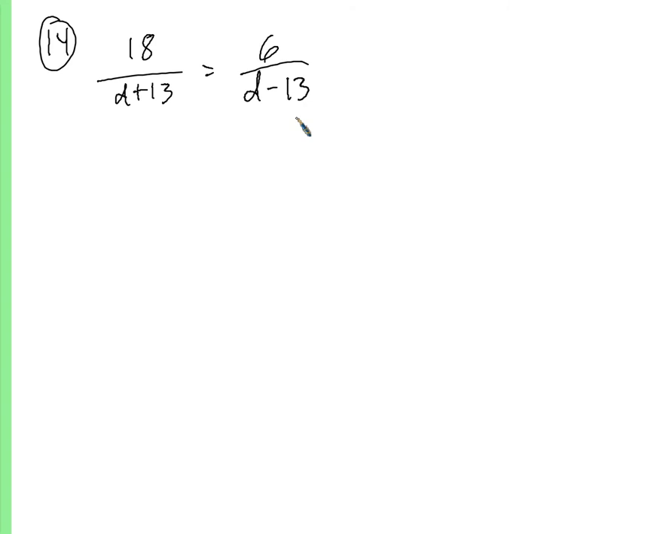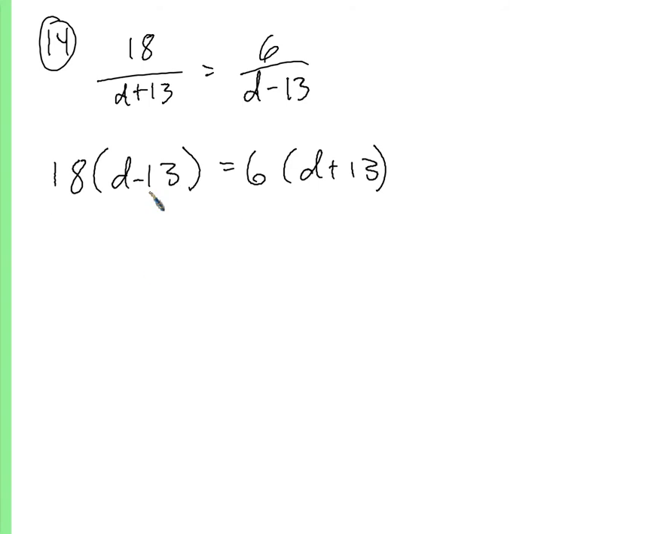So we'll go the route that probably most of you went, since we're in the cross multiplication section. That would be cross multiplying 18 times d minus 13 equals 6 times d plus 13. If you use it and you don't understand why cross multiplication is mathematically justifiable, you're just using a trick that you don't understand. You should be able to justify it.